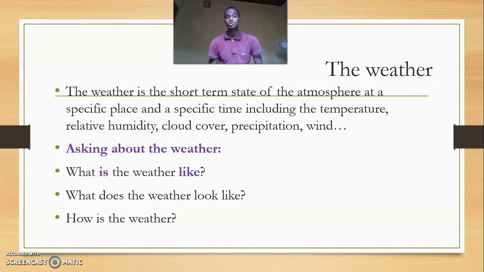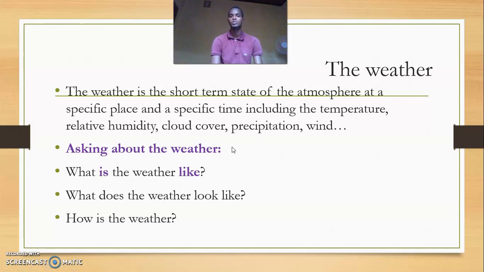The weather is the short-term state of the atmosphere at a specific place and a specific time, including temperature, relative humidity, cloud cover, precipitation, wind, etc. So all these things characterize what we call the weather as a short-term state, not as an all-time state. Short-term state means that the weather changes from one time to another time, and from one place to another place. Now, let's see how to ask about the weather.